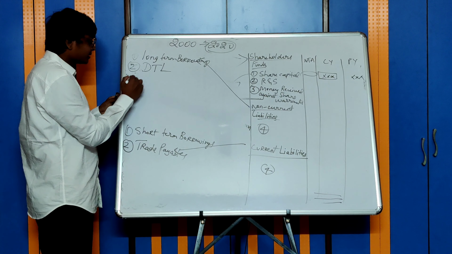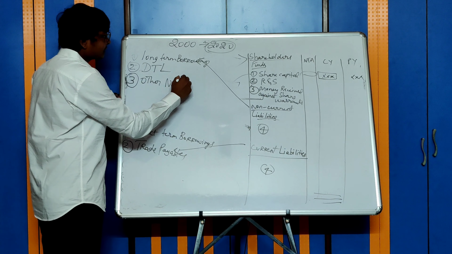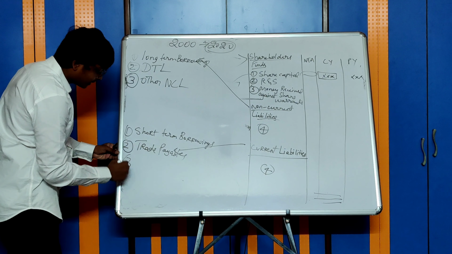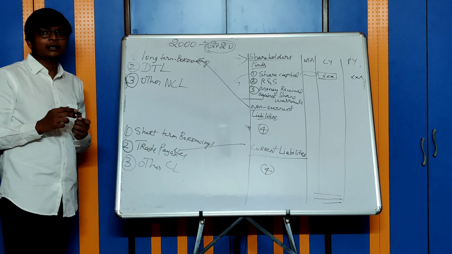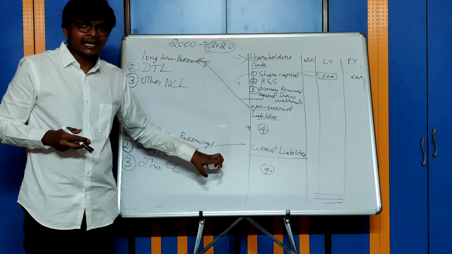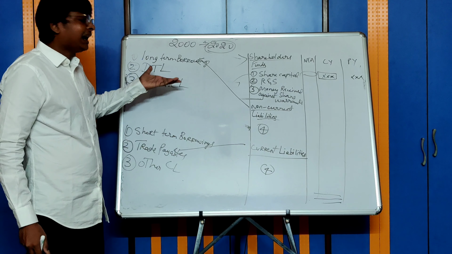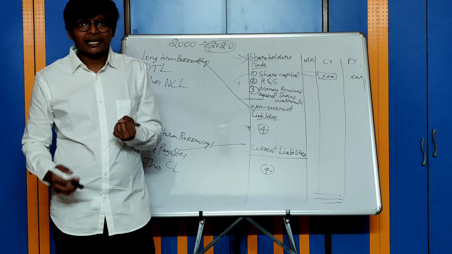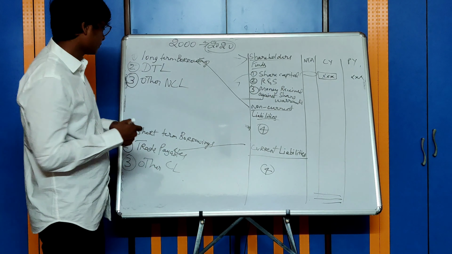You cannot hold their funds by not making the payment. The third item is other non-current liabilities, and the third item here is other current liabilities. What comes here? Under other current liabilities, salary payable, rent payable will come in this. Other non-current liabilities are those liabilities where repayment is due only after 12 months.